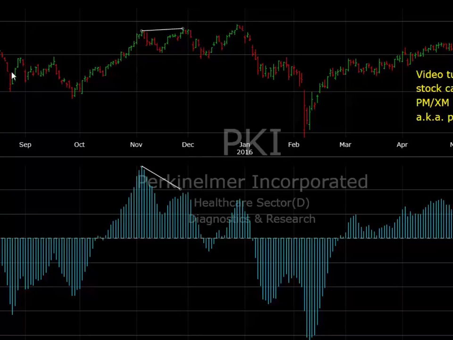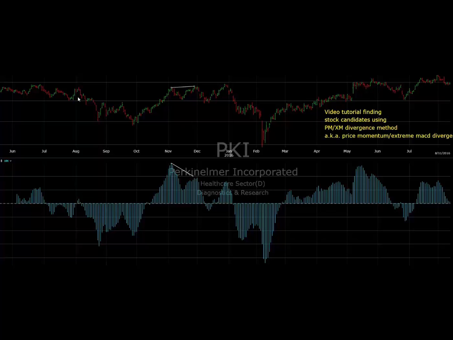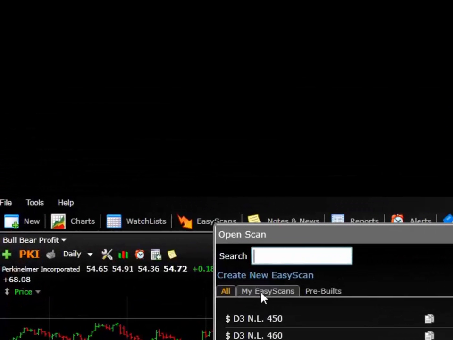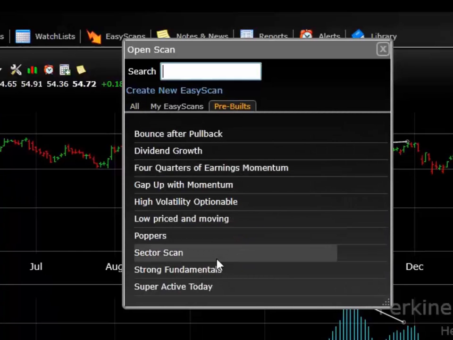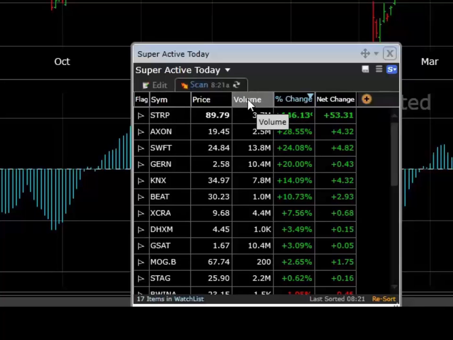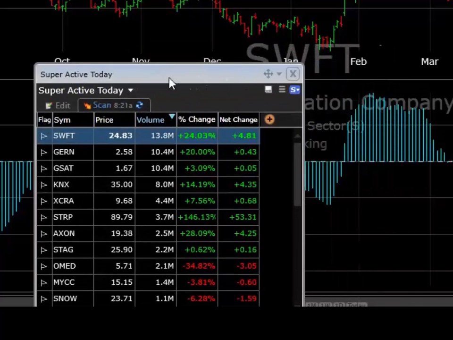Using another example of finding stock candidates, this is using TeleChart 2000, the paid version. If we go to an easy scan, easy scans are here, and we can look at pre-built scans, and we could use the scan super active today, and we always like to sort by volume. As of April 10th, 2017, it's 8:20 a.m. Pacific.